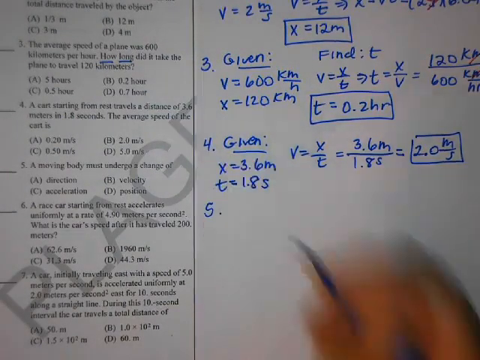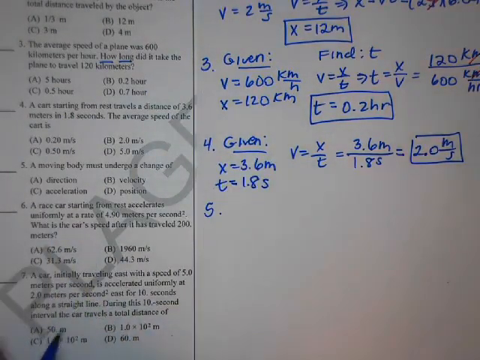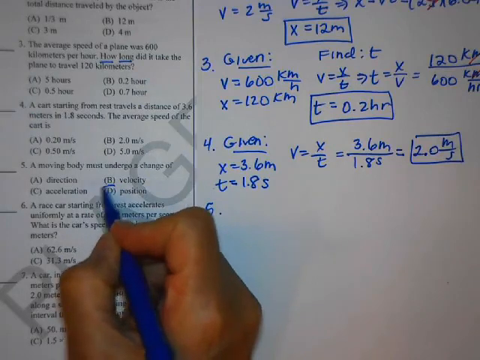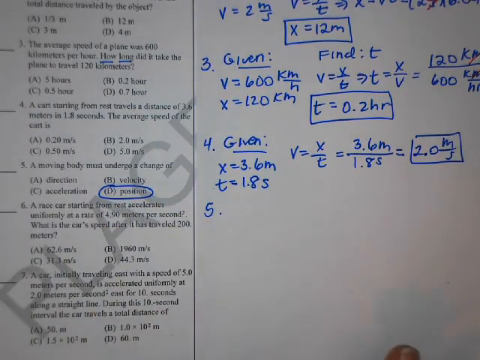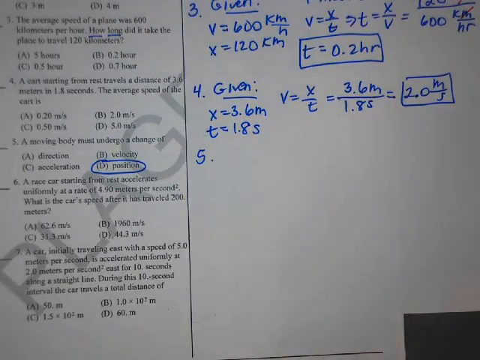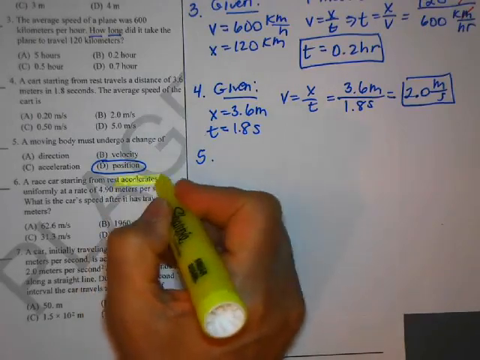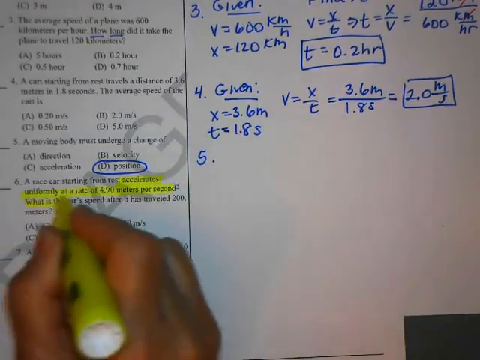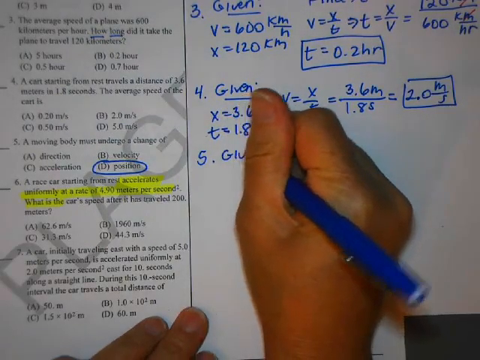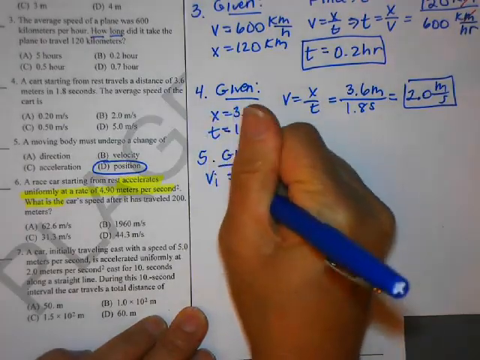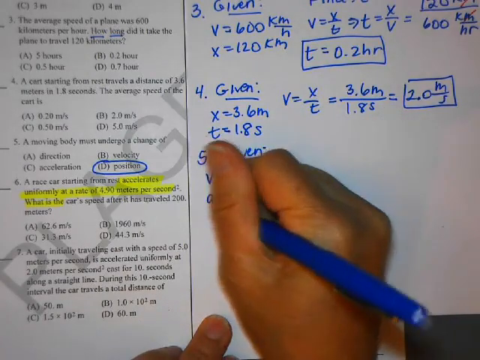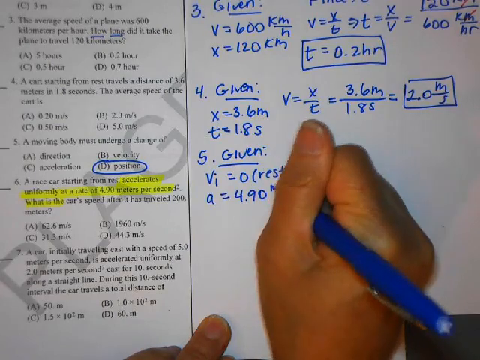Number 5, a moving body must undergo a change of position. Number 6, a race car starting from rest accelerates. So now this is one of the problems where I'm looking at my equations for acceleration. So if it starts from rest, that's one of my hidden variables. So the initial velocity is equal to 0, because that means starting from rest. It accelerates, so A is 4.90 meters per second squared.